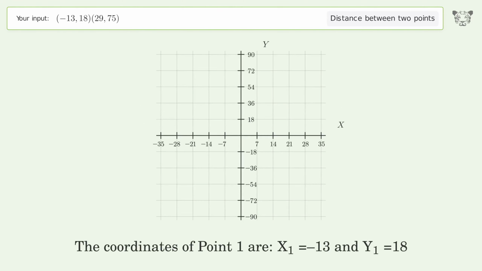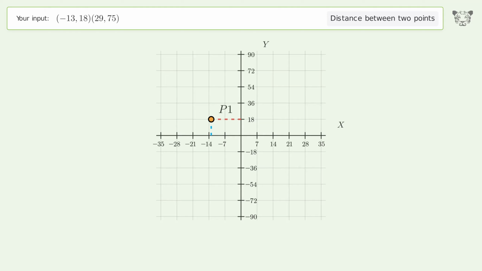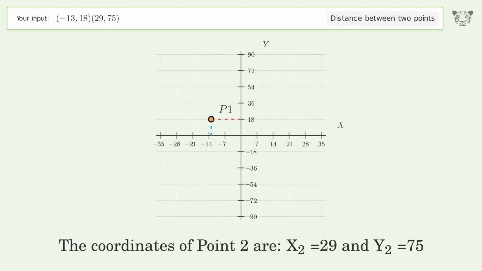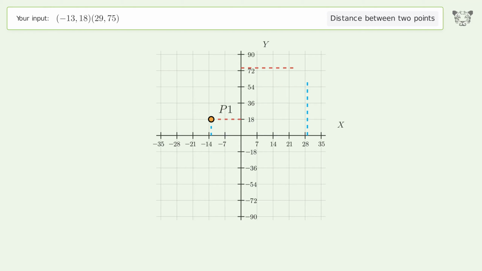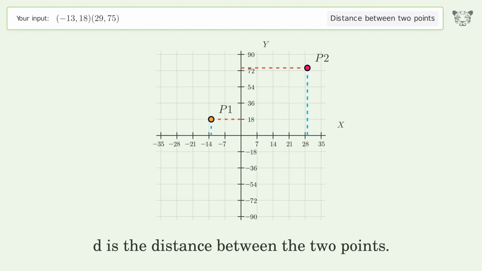The coordinates of point 1 are x1 equals -13 and y1 equals 18. The coordinates of point 2 are x2 equals 29 and y2 equals 75. D is the distance between the 2 points.